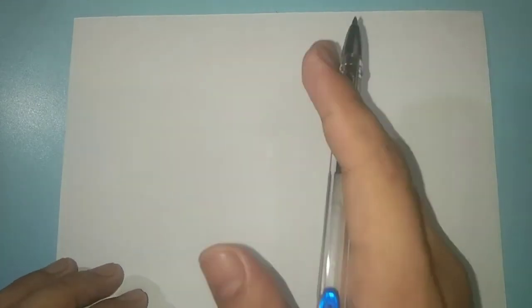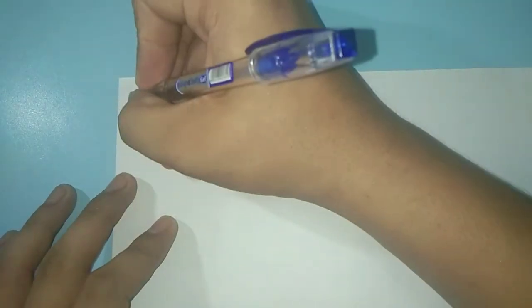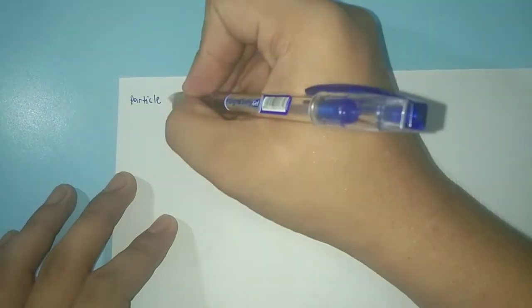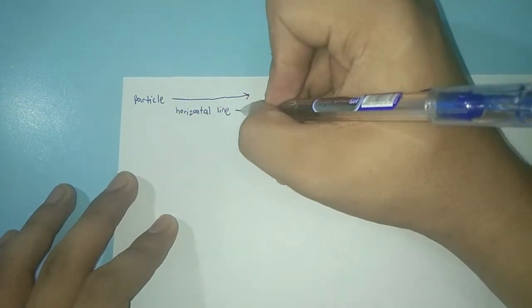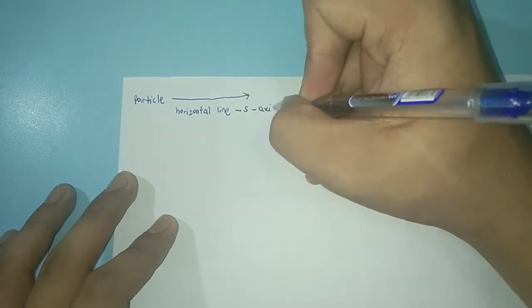In this video, we're going to discuss rectilinear motion. So sa rectilinear motion, mula na rin sa word na rectilinear, yung isang body or particle, nag-move siya along a horizontal straight line. Another term niyan ay straight line motion. So for example, meron tayong particle na nagmo-move sa horizontal line. So yung horizontal line, ang tawag natin diyan ay S-axis.